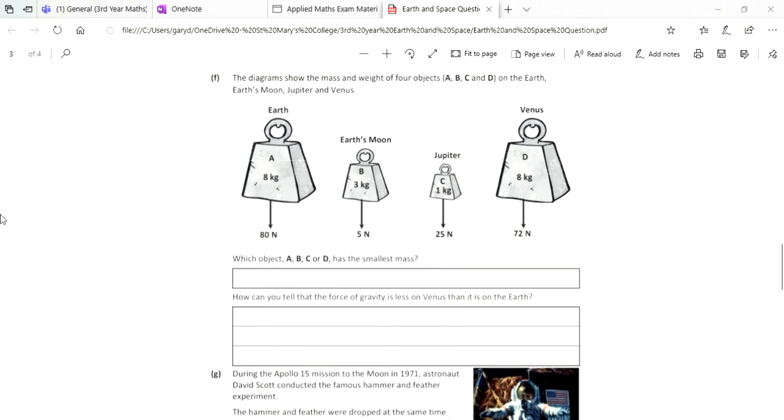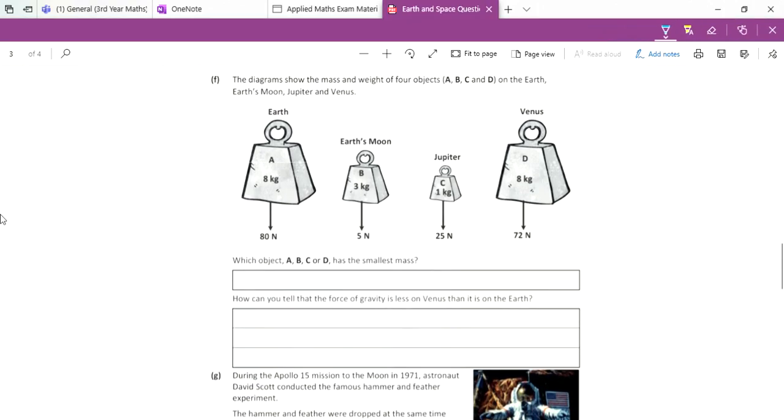Last question. The diagrams show the mass and weight of 4 objects A, B, C, D on the Earth, the Earth's Moon, Jupiter and Venus. Oh sorry, so this is the Earth, this is the Earth's Moon, this is Jupiter, and this is Venus. Which object A, B, C or D has the smallest mass?